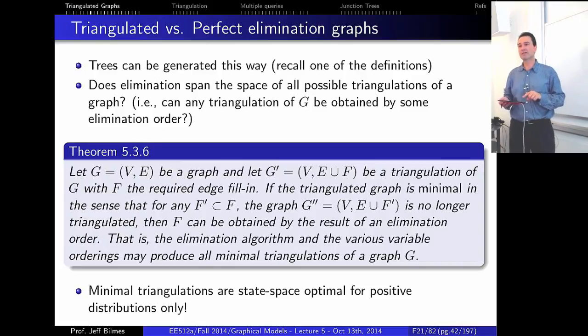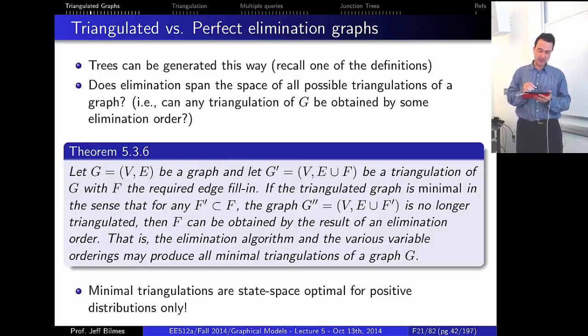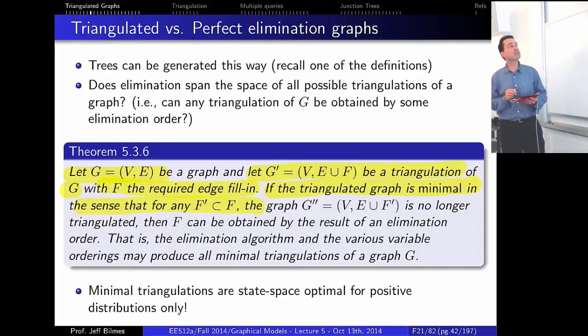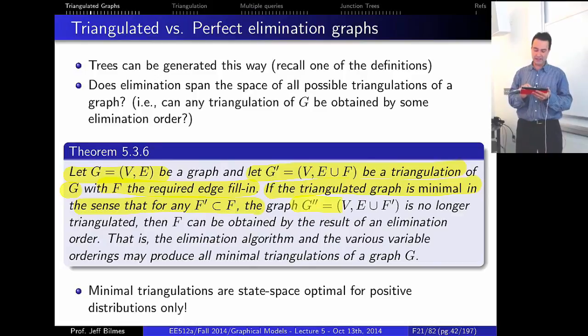And what this theorem states is that if you have a minimal triangulation of a graph, then it's possible to obtain it via the elimination process. So let me just read the theorem. Let's say G is a graph, and G prime is the triangulation of it, with F the required fill-in edges. If the triangulated graph is minimal, in the sense that for any subset F prime of the set of filling edges F, the resulting G double prime is no longer triangulated, then it's the case that F, the set of fill-in edges, can be obtained by some elimination order.